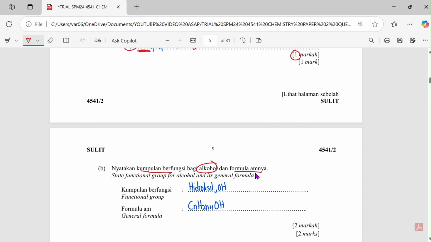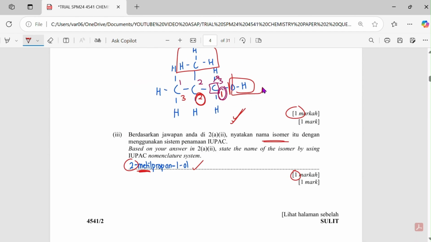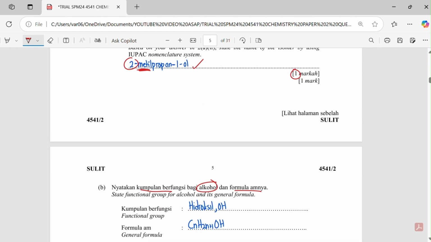Then the formula is CnH2n plus 1 OH. Okay. Easy 2 marks there, right? So done with question number 2.